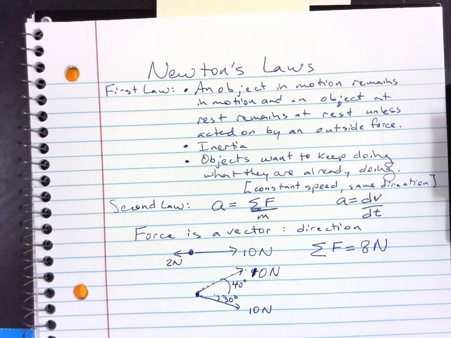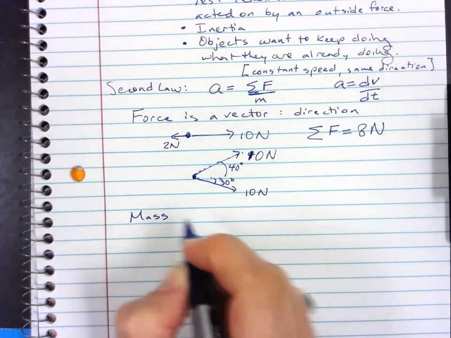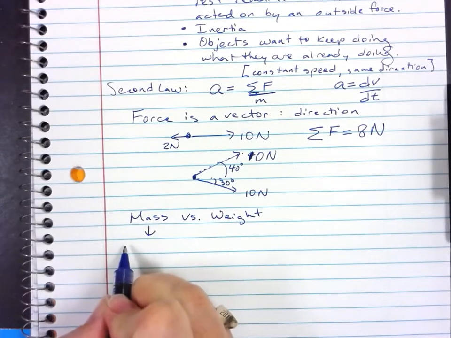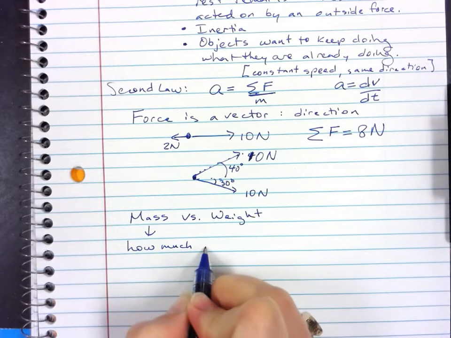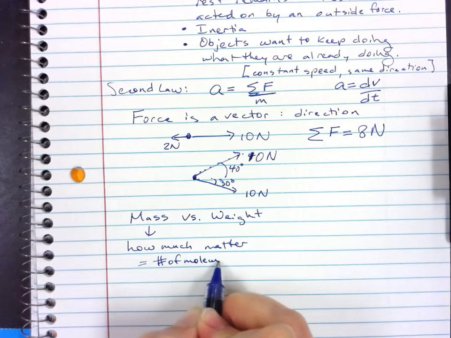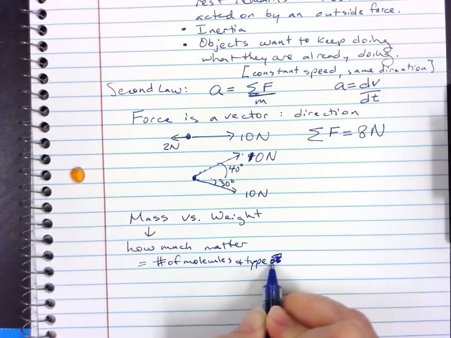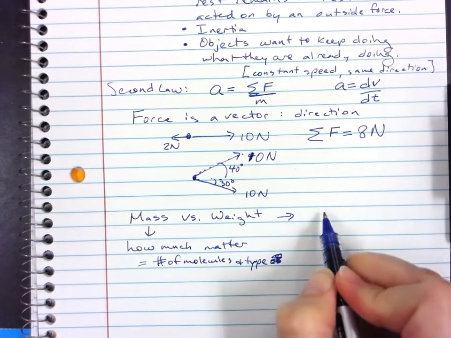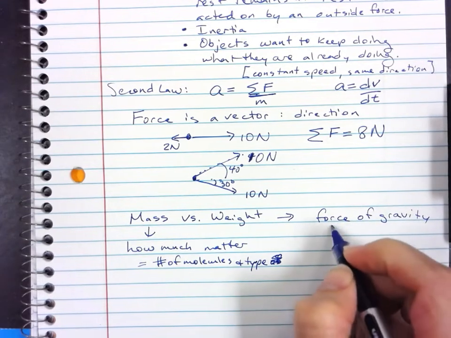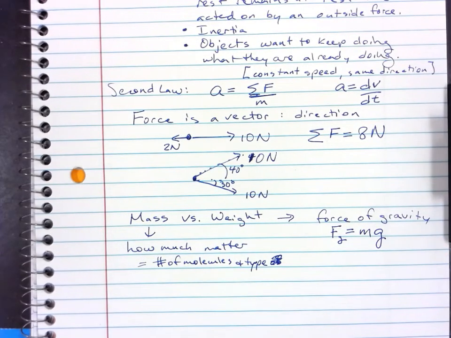Often included when we teach the second law, we talk about the difference of mass versus weight. Mass is how much matter. So it's equal to number of molecules and type of molecules. Weight is the force of gravity. And the force of gravity is equal to the mass, how much matter, times the local gravitational field.